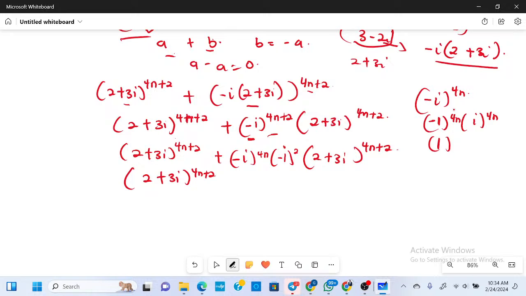Now for i, you realize that when you have i to the power 4, it gives 1. Why? This is because i squared is equal to negative 1. So i squared times i squared will be negative 1 by negative 1. So this also gives us 1.